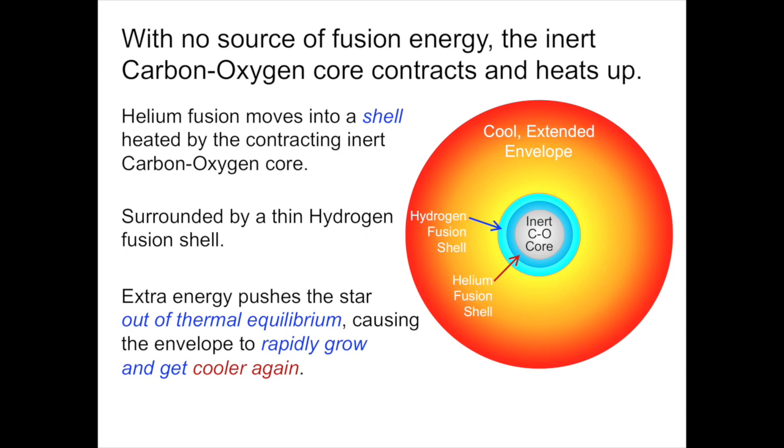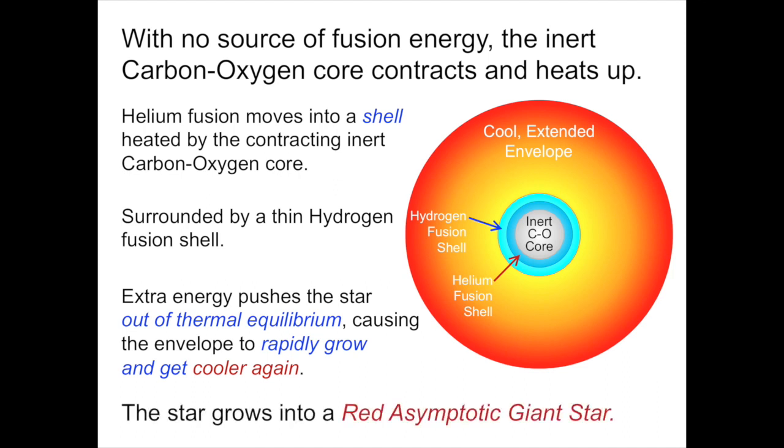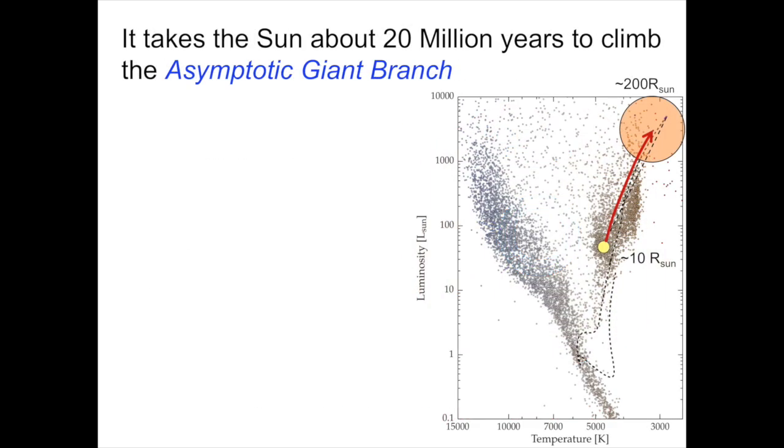As it swells up, it cools off, and the star becomes more luminous and redder, growing steadily into a red asymptotic giant branch star. This somewhat recapitulates the behavior that we saw at the end of the core hydrogen fusion stage, in which the sun, or the sun-like star, begins to expand into a red giant. But this is called the red asymptotic giant branch, because it occurs at a slightly higher temperature and a slightly higher luminosity than red giant branch stars. It also happens a lot faster.